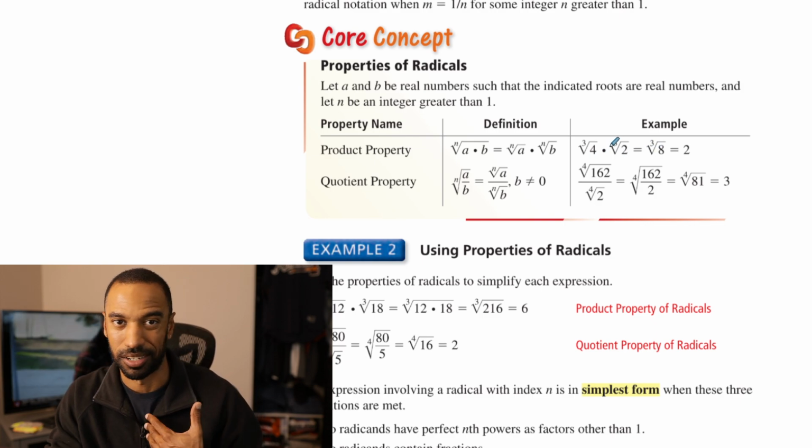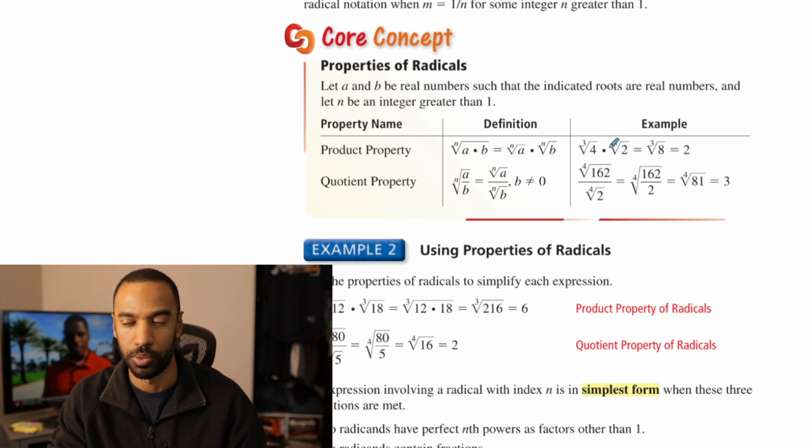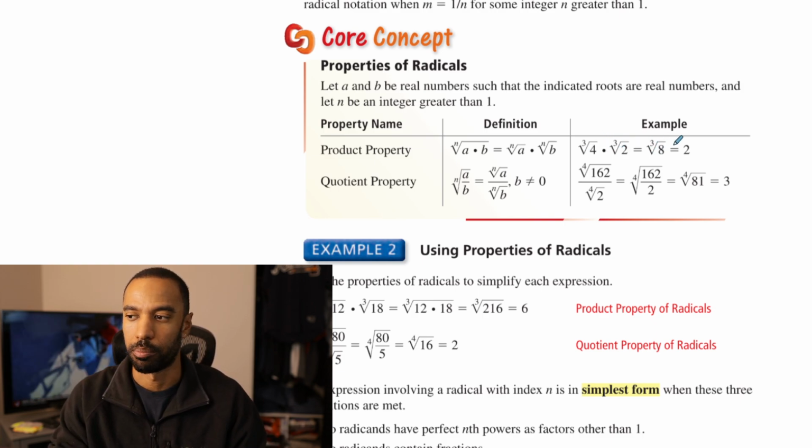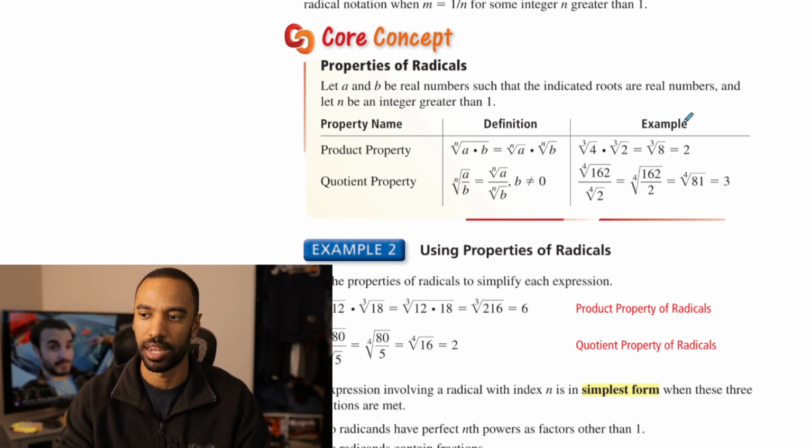Cube root of 4, I don't know. Cube root of 2, I don't know. When you multiply them, if you multiply 4 with 2 to get 8, when you merge them as one product, you do get 2 as a result because the cube root of 8 is 2. So it ends up cleaning up.